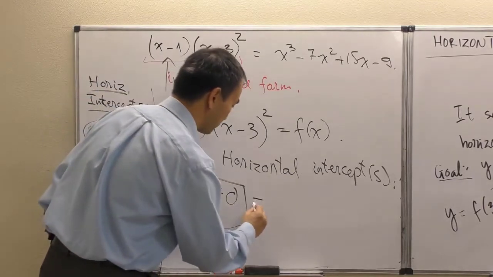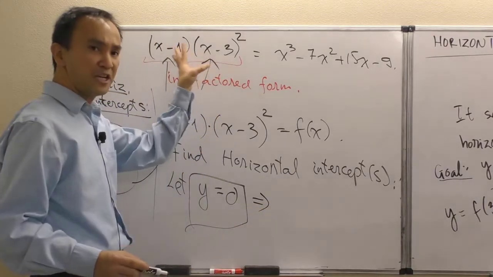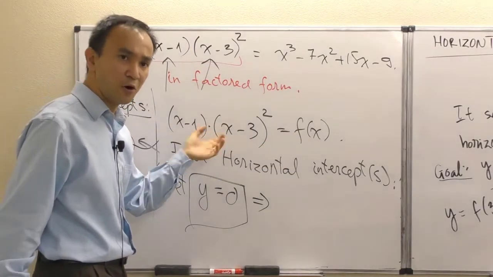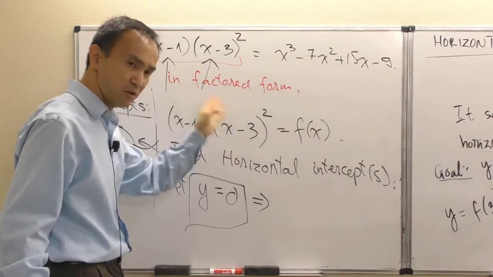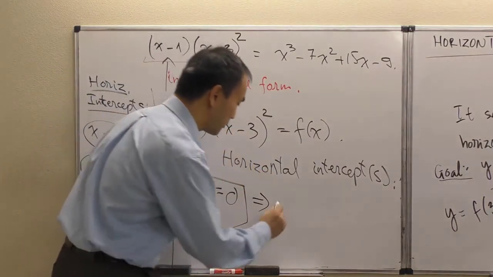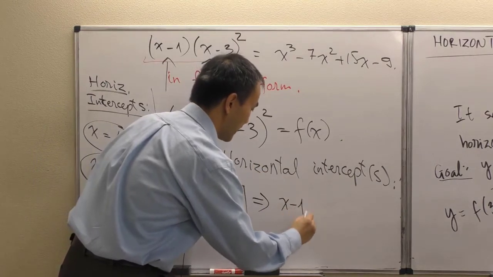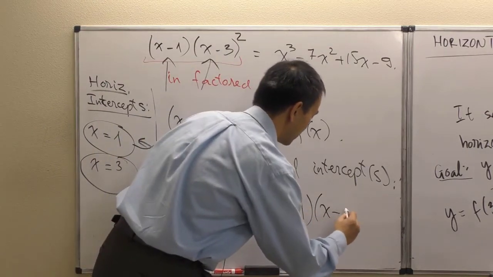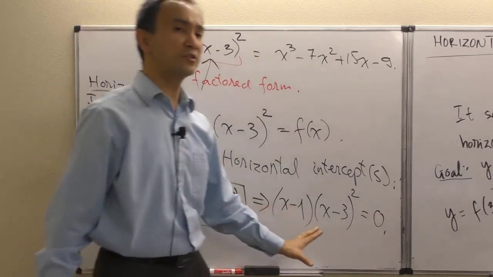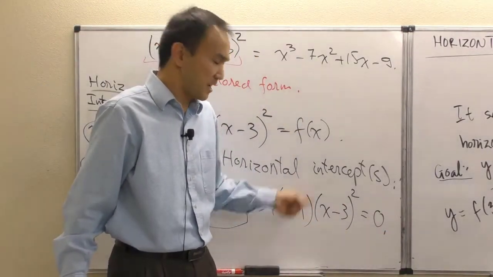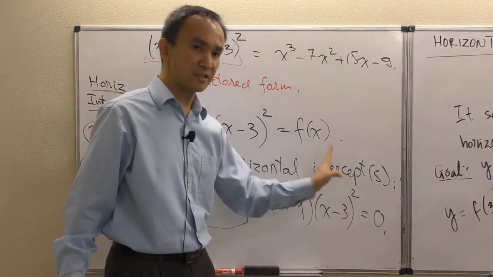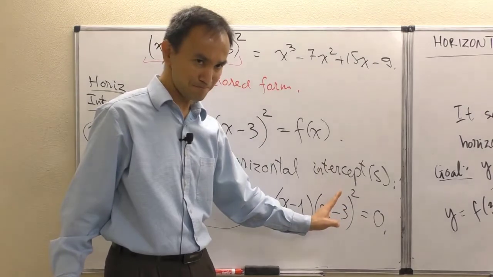And if we knew our polynomial has a successful factor form that was previously addressed here, then letting y equal 0 will lead to this factor form, x minus 1 times x minus 3 squared, equals 0. Now we have an equation to solve where one side is completely 0 and the other side is completely in factor form.